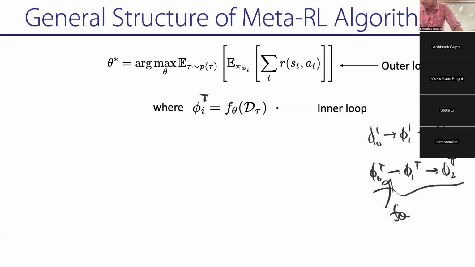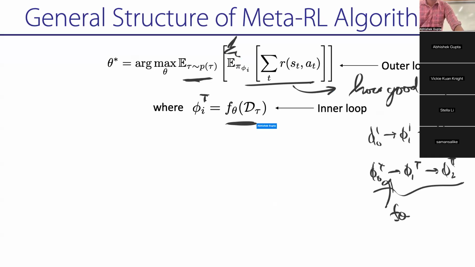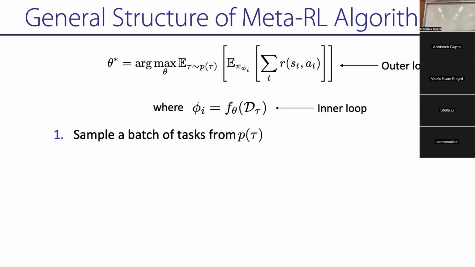And your outer loop is trying to evaluate, in expectation across all the tasks, how good your update rule is. So the inner loop is updating your policy parameters, and you're seeing how good those policy parameters are. Your outer loop says, I'm going to run this update rule across k different problems, and see how good my update rule is. The general structure of a meta RL algorithm is that you instantiate the outer loop in some way and the inner loop in some way. Different meta RL algorithms are just different choices of outer and inner loop.